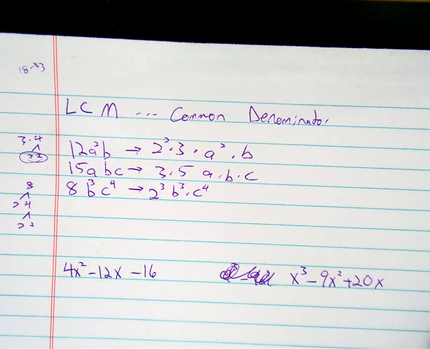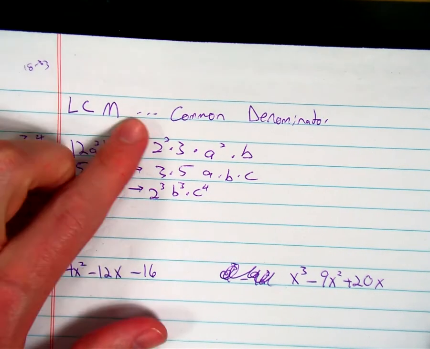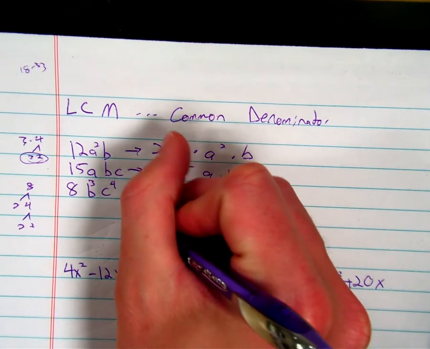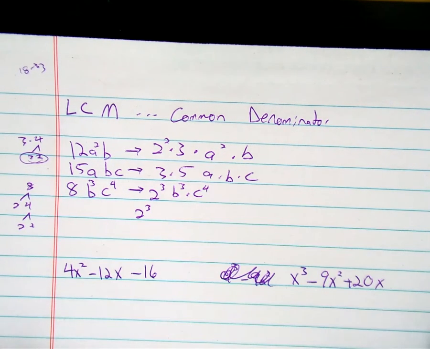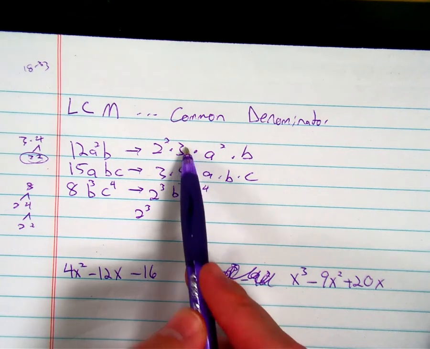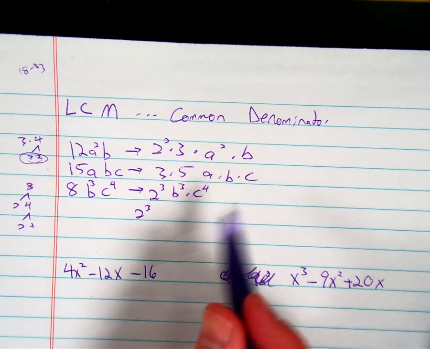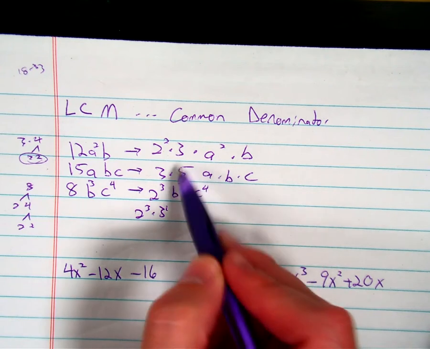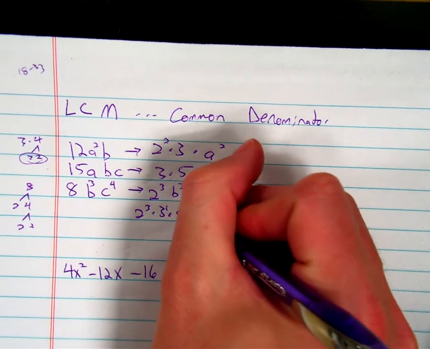So the numbers part is the only tricky part here. We take the highest power of each factor. So I have 2's here: 2 squared, 2 to the third. I'm going to use the highest one, 2 to the third. My 3's, I have a 3 and a 3. They're both 3 to the first. It doesn't matter. We're going to take 3 to the first. This is the only 5. Got to take that one, 5 to the first.